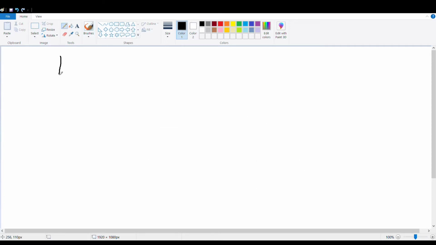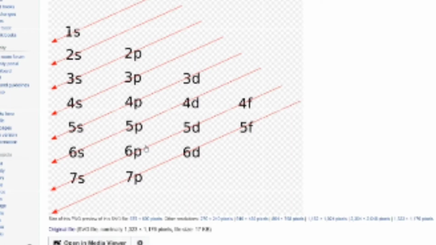Basically, if you want to count, you start from 1S to 2S, 2S to 2P and so on. Basically, just follow this drawing.